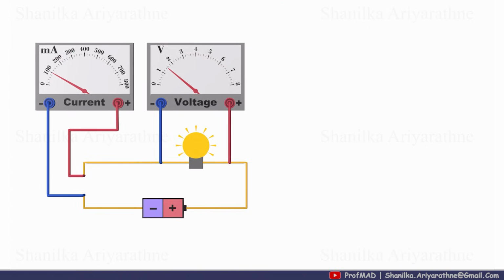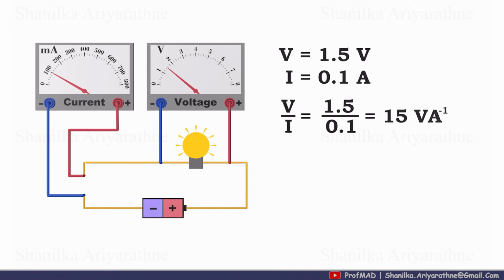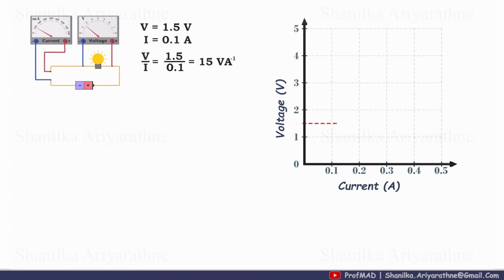Let's try a quick experiment. First, take a look at this simple circuit. The voltage here is 1.5 volts. That's about what you'd expect from a single alkaline battery. The current flowing through the circuit is around 100 milliamps, or 0.1 amps. Now, let's calculate the ratio between voltage and current. Voltage divided by current. Got it? Great. Let's plot that point on our voltage versus current graph.